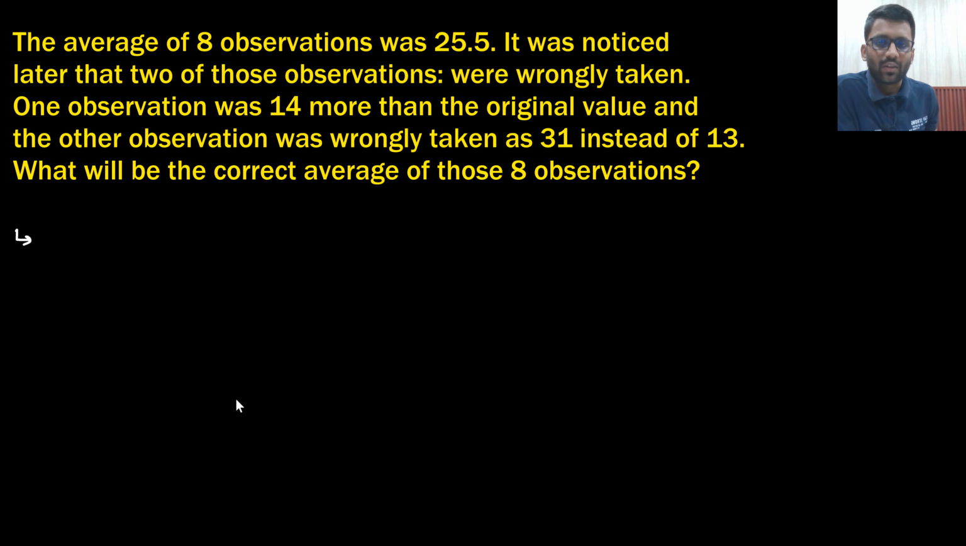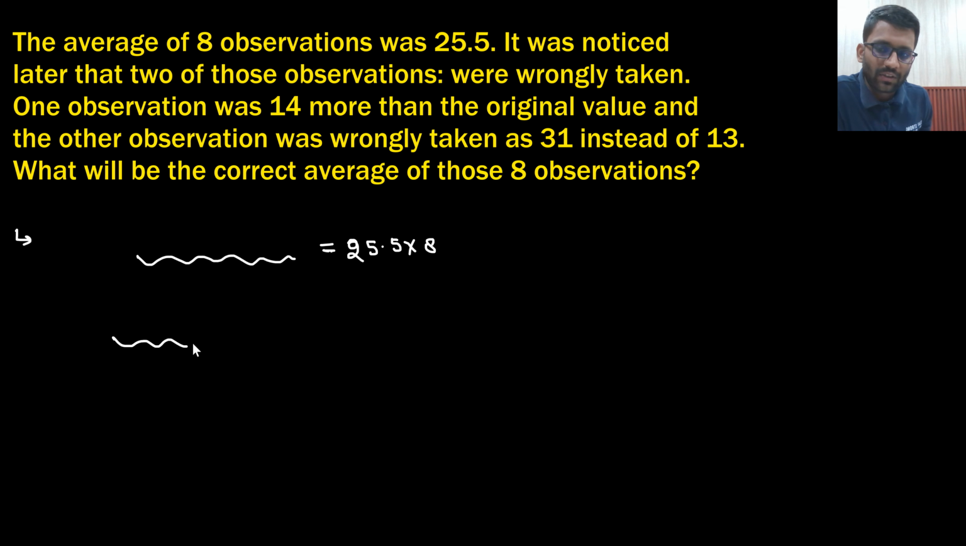The average of 8 observations was 25.5. So 8 observations were there. The average was 25.5. That means the total was 25.5 into 8. The total addition was 25.5 into 8. Later it was noticed that 2 of the observations were wrongly taken. One observation was 14 more than the original one, and the other observation was wrongly taken as 31 instead of 13. Then what will be the correct average of those 8 observations?